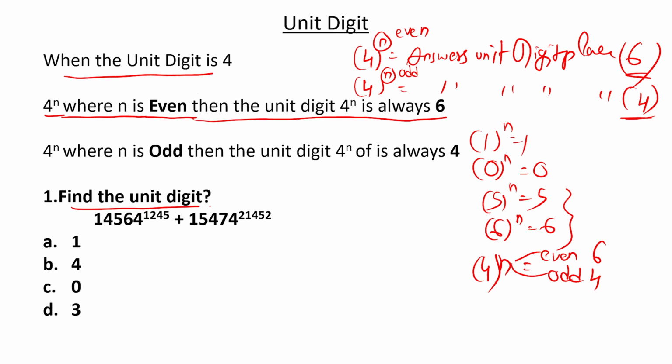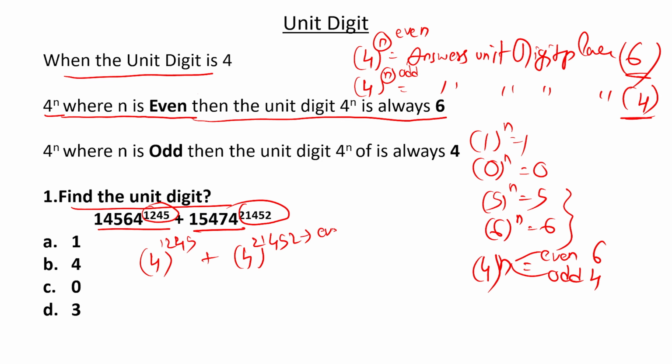Let's move on to the sum. Find the unit digit. Here is a ridiculous value. 14564 power whatever the odd number. The power is an odd number here. 15474. Here the power is an even number. So 4 power 1245 plus 4 power 21452. It's odd. It's even. So 4 power an odd number means we'll get the value 4 only. 4 power an even number means we will get the value 6. 4 plus 6, 10. Where 0 is in the units place, so the answer is 0.